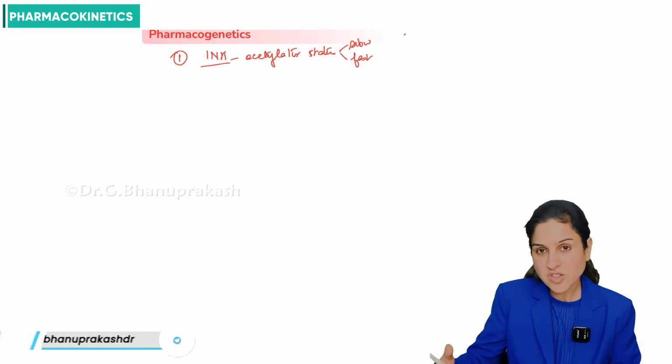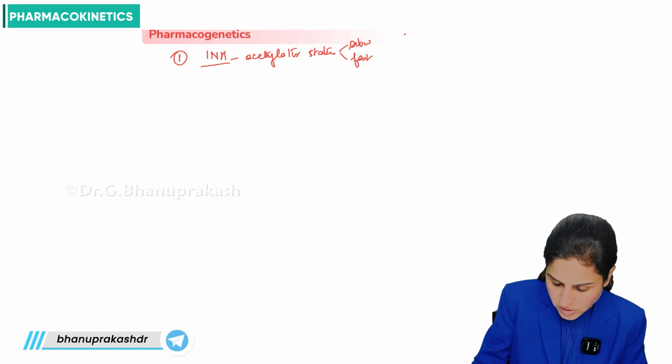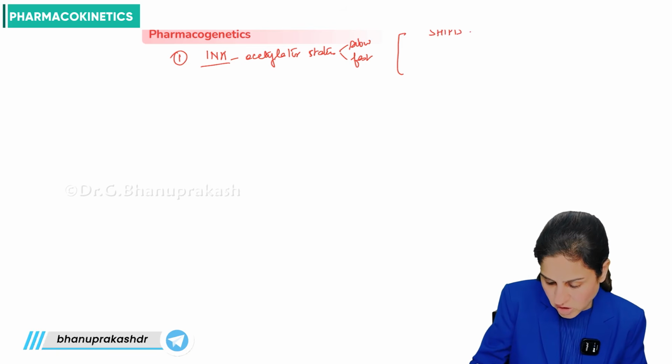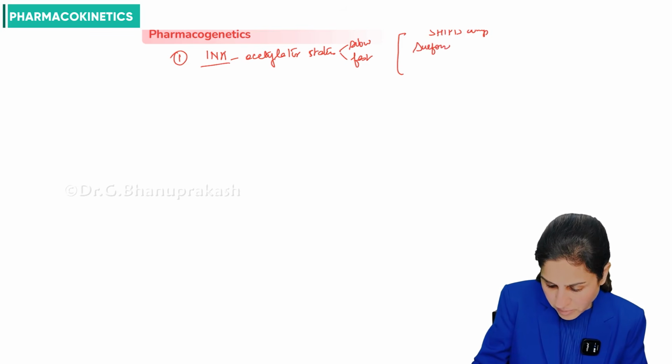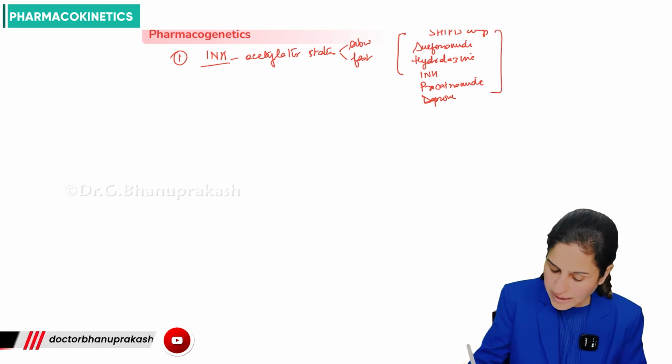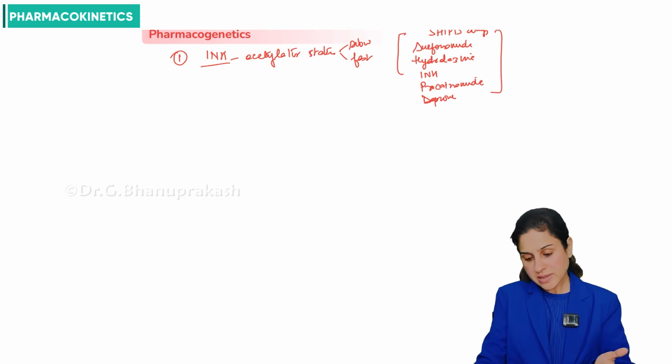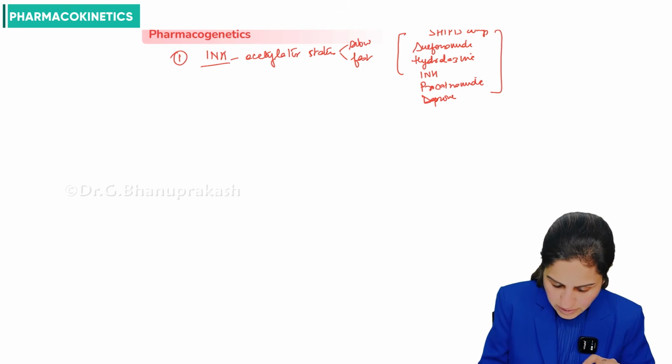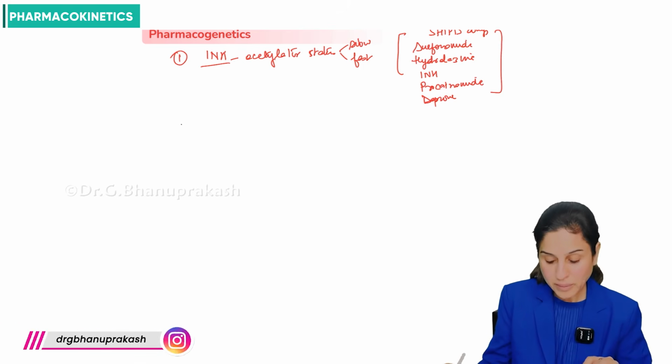The other drugs which are metabolized by acetylation, so these are your SHIPD drugs. So we have sulfonamides, hydralazine, INH, procainamide, and dapsone. So they all will have the same problem. Acetylator status is there. So the effects can be different for different populations.